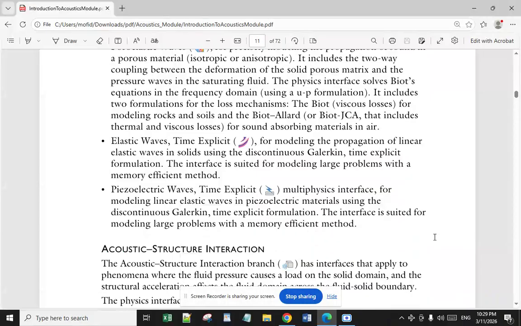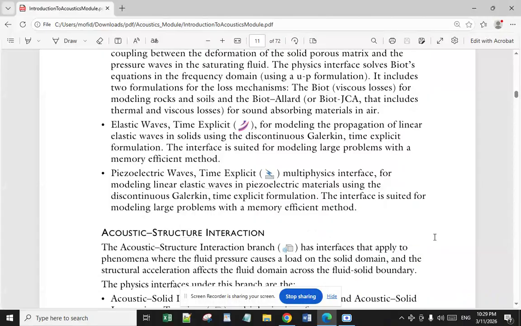The next one is elastic waves, time explicit, for modeling the propagation of linear elastic waves in solids using the discontinuous Galerkin time explicit formulation. The interface is suited for modeling large problems with a memory efficient method.